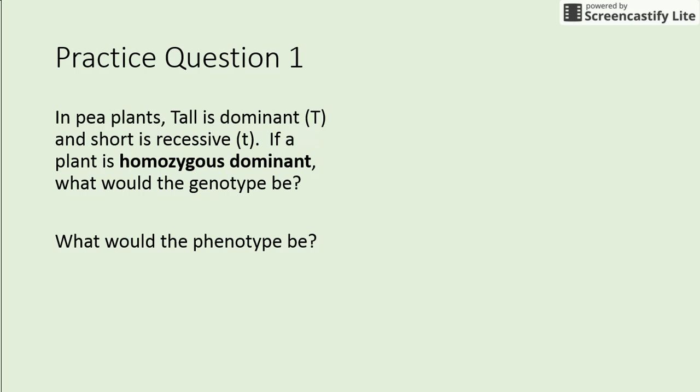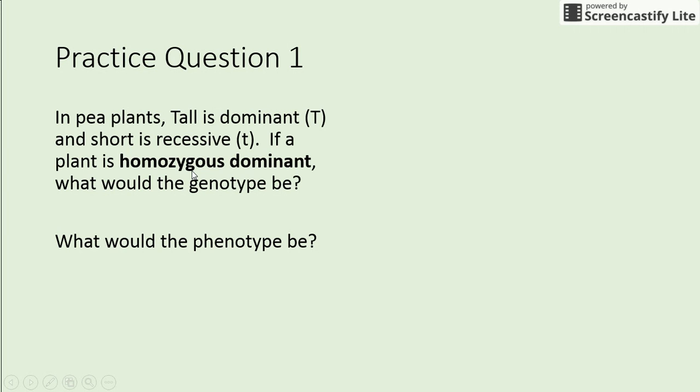break down the vocab. So practice question 1: in pea plants, tall is dominant, so big T, and short is recessive, little t. If a plant is homozygous dominant, what would the genotype be? This is the first time we're incorporating these letters and tying them to a trait. You don't actually have letters in your body. They're tied to a trait, but it's a lot easier to write a big T than to draw a really tall picture of a plant.